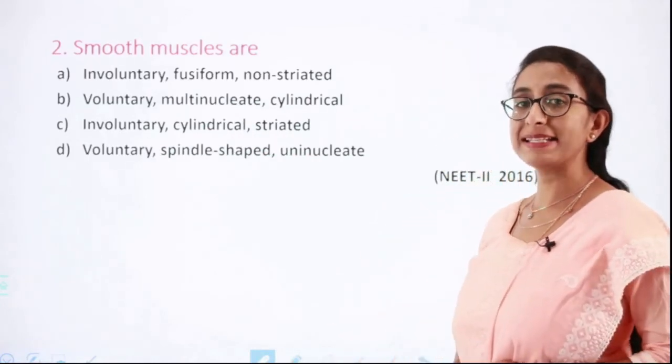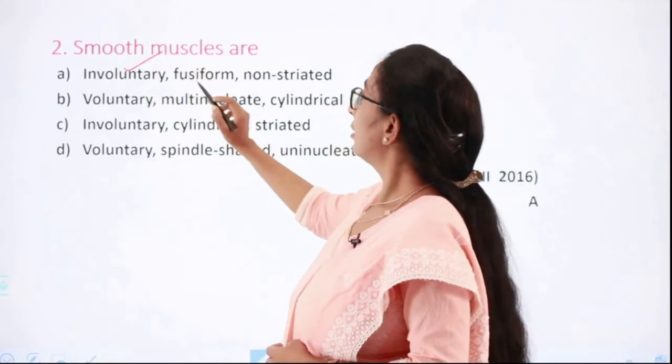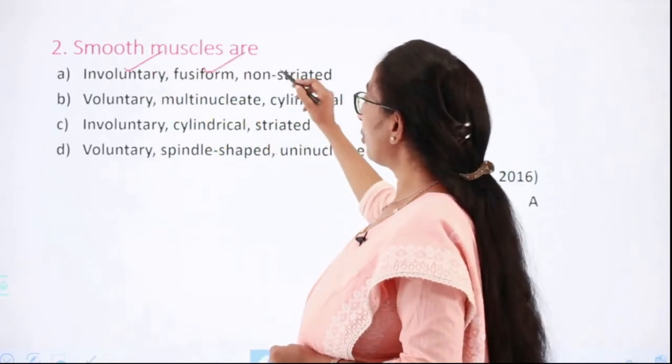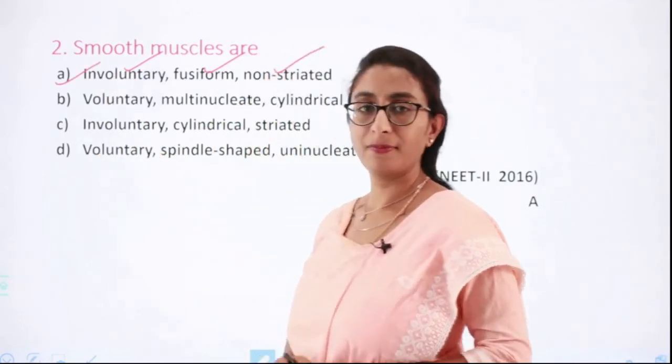The smooth muscles are involuntary, yes. Fusiform, yes. Non-striated, yes. So the answer is A. Okay.